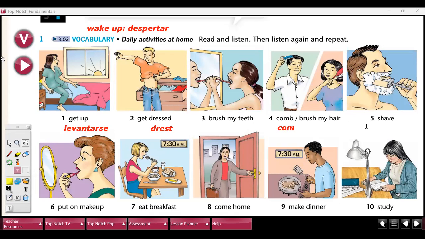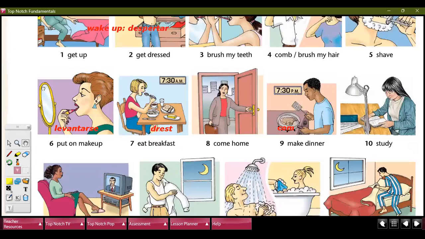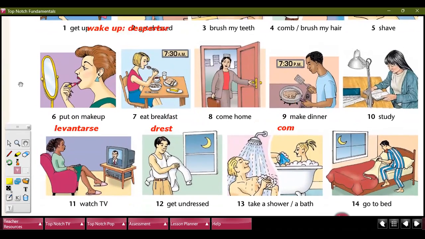Shave. Number five, shave. Listen, shave. Okay. See, the next one is we have put on makeup. Put on makeup.